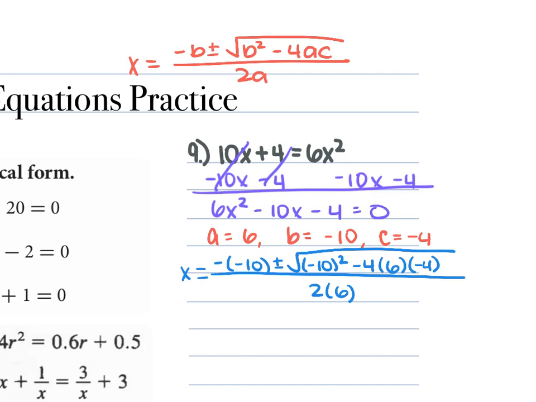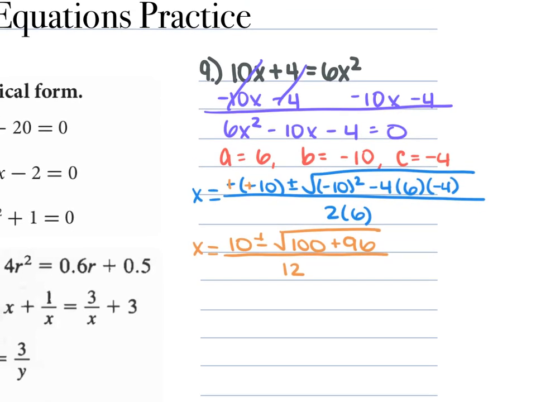So to simplify this, those two negatives become positives. So it's going to be x is equal to 10 plus or minus the square root. That negative 10 squared is 100. The negative 4 times 6 is negative 24. If we multiply that by negative 4, we get a positive 96. And this is all over 12. So from here, we're going to add that 100 and that 96. So x is equal to 10 plus or minus the square root of 196 all over 12.